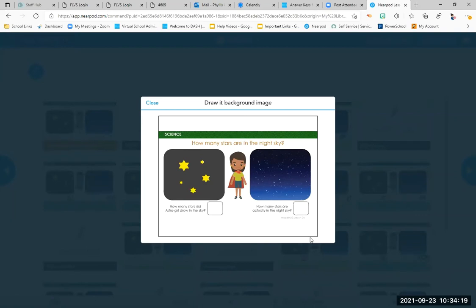So the answer to this question might be: how many stars under the blue picture of the nighttime sky? How many stars are actually in the night sky? It's a big fat, I don't know. You could put a question mark in there because nobody, not a scientist or a teacher or even a little kid or your parents, can count all of the stars in the sky. Nobody can count. So I personally might put a question mark under the blue picture.